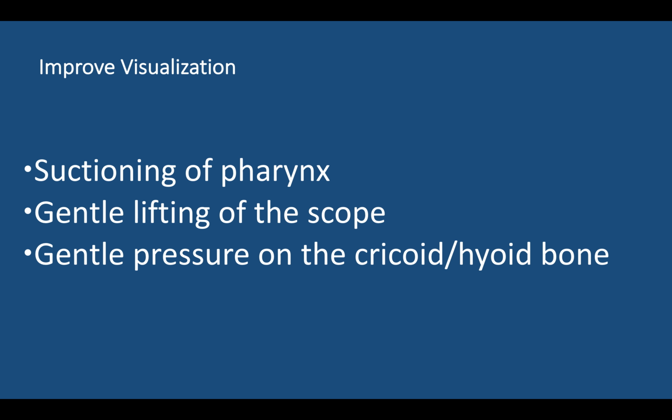Sometimes you won't be able to see well when you want to put the endotracheal tube in. You'll definitely have better success with good suctioning of the pharynx, maybe gentle lifting of the scope, and potentially gentle pressure on the cricoid/hyoid bone area. Also, you may need to just come out, bag the patient, and start again.